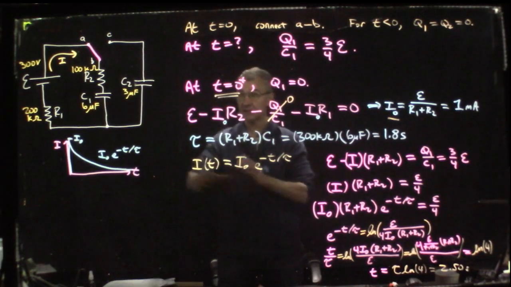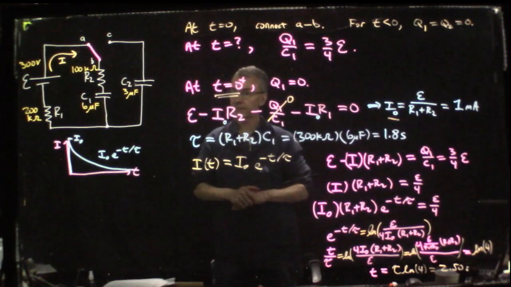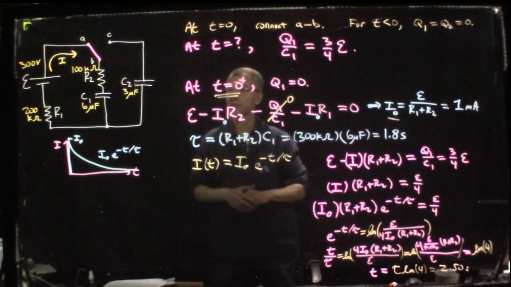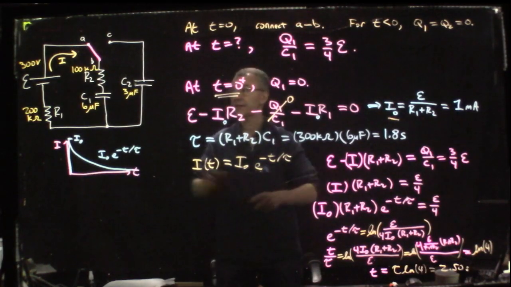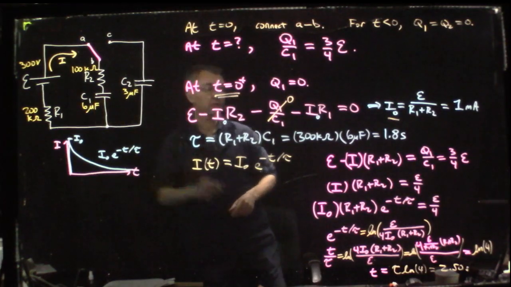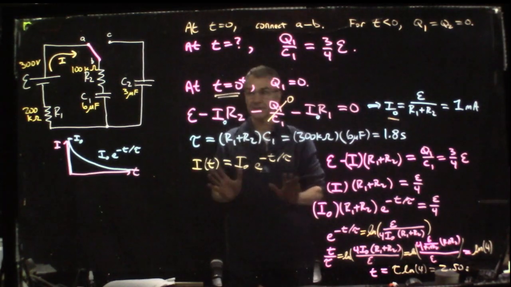And then now I know what the current as a function of time is, because I know the initial current and I know the time constant. And we start the clock when we flip the switch. So then I used the loop rule and I said, oh, battery voltage minus this voltage drop minus this voltage drop, the only thing that's left is the voltage across the capacitor. And then we solved that. Fine. But we could solve it a different way.